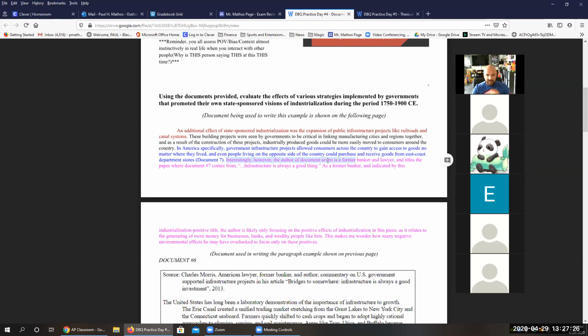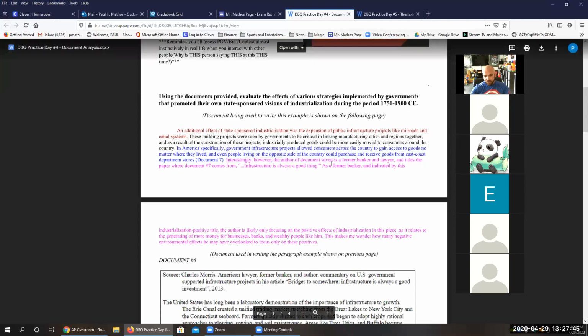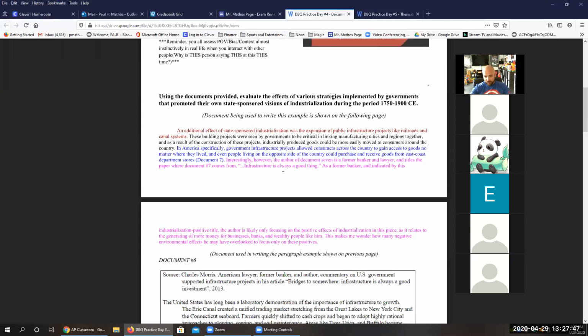Mr. Mathos? Yes. I think what she's asking, when you said how you don't take direct quotes from the documents, she's asking because you said that we had to rephrase it. That's what she's asking, if we still have to do that or completely take it from the document. I see, like taking the document title, like "Infrastructure is always a good thing." No, like the parenthetical citation thing. She's asking if we have to take the quote directly from the document or rephrase it with our own words. You always rephrase with your words.